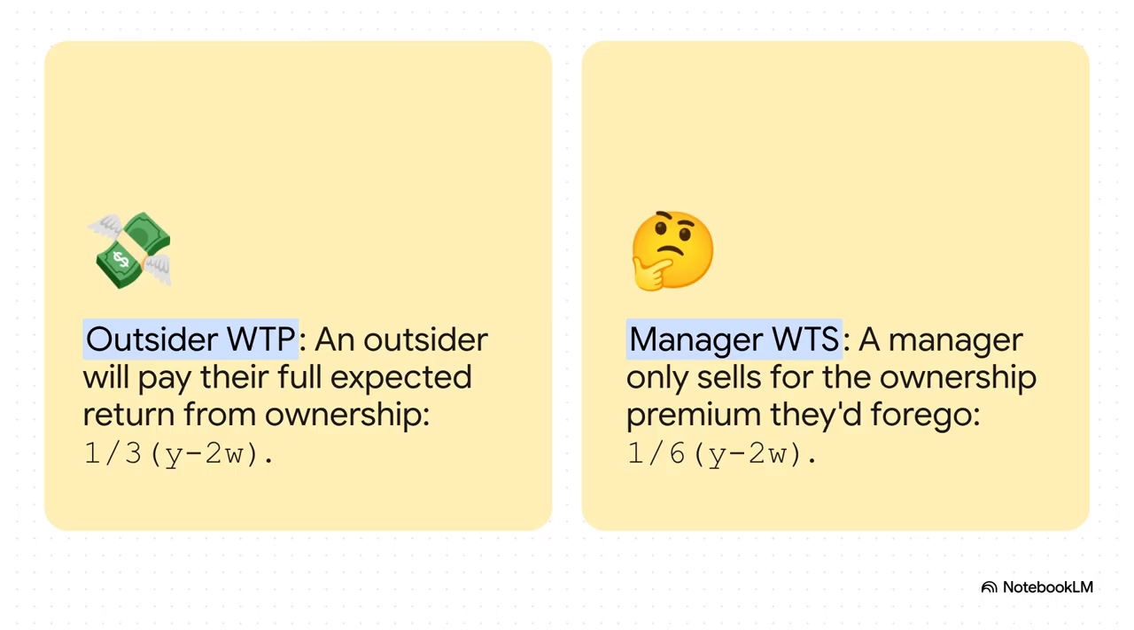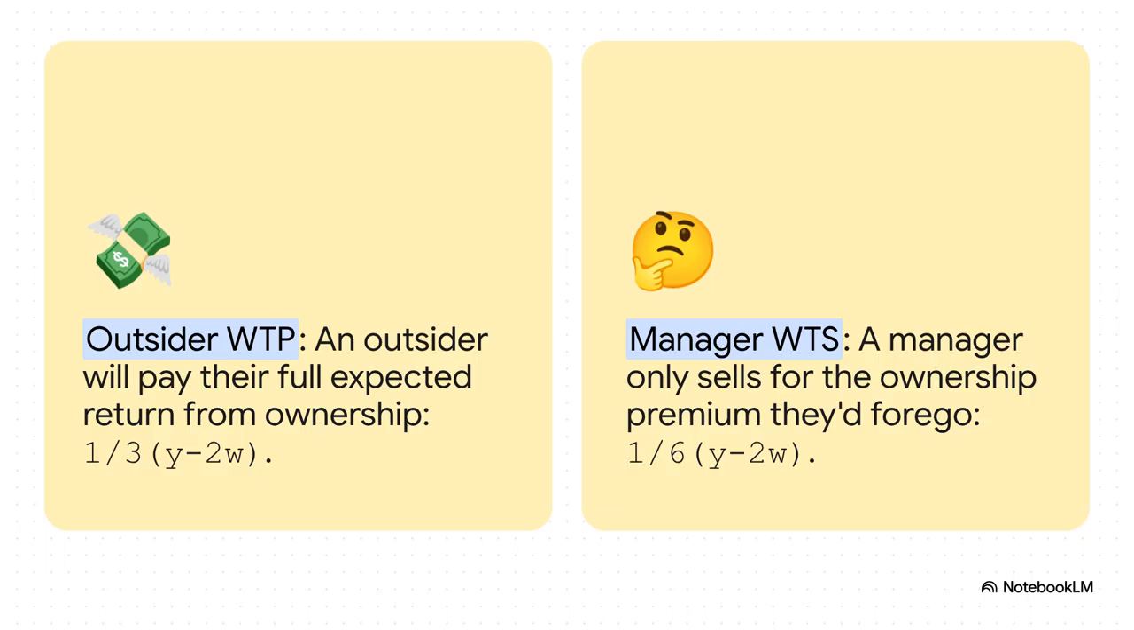It's simply their entire expected payoff from owning the firm, right? That's 1/3 Y minus 2W. Now look at the manager. Even if they don't own the firm, they still get a wage as an essential employee, which is 1/3 Y plus W. So their willingness to sell isn't their full payoff from ownership. It's just the extra premium they get from owning. And when you do the math, that premium is only 1/6 Y minus 2W.